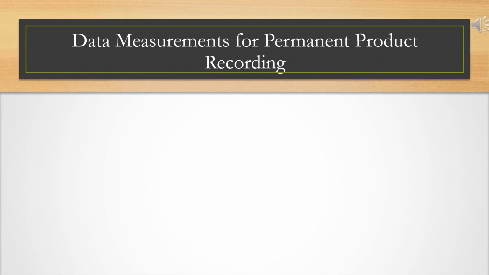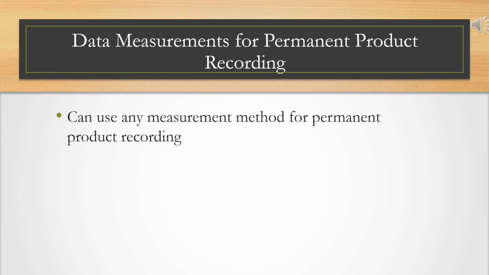Once you have gotten your permanent product, you must choose a data collection method in order to have information about the occurrence of behavior. You can use any measurement method for permanent product recording. This includes event recording, which is when you tally or count the amount of times the behavior occurs. Or you could also use time sampling, which is when you break up a session into intervals and record the occurrence or non-occurrence of behaviors within each interval. You can use either of the above methods as well as other measurement methods to record data regarding permanent products.